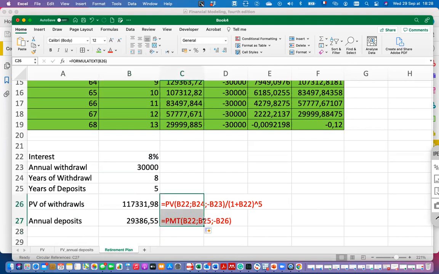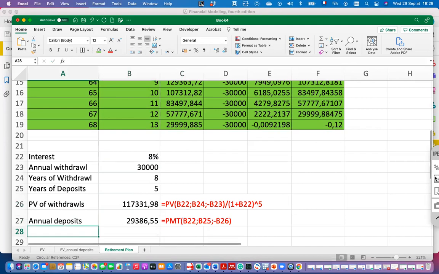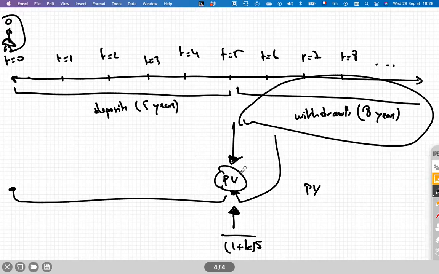Yes, clear, Doctor. But the second question, please, Doctor. What is the reason to divide the present value by 1 plus the rate of return? Okay. Look, Abdurrahman. If we apply the PV function, it will give you the present value of the withdrawals at the beginning of the withdrawal phase, right?